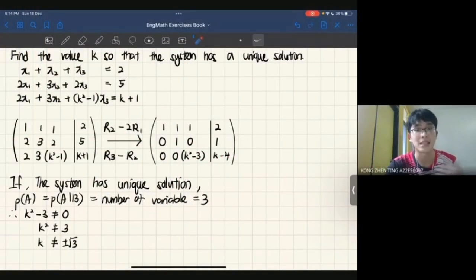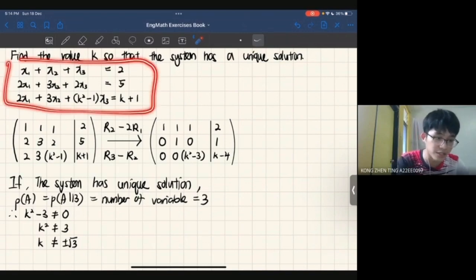Good evening everyone, my name is Kong Zhenting. This is example 2 which talks about solving a system of linear equations. The question is given like this: find the value of k so that the system has a unique solution. The question already provided the linear system, which has 3 equations.